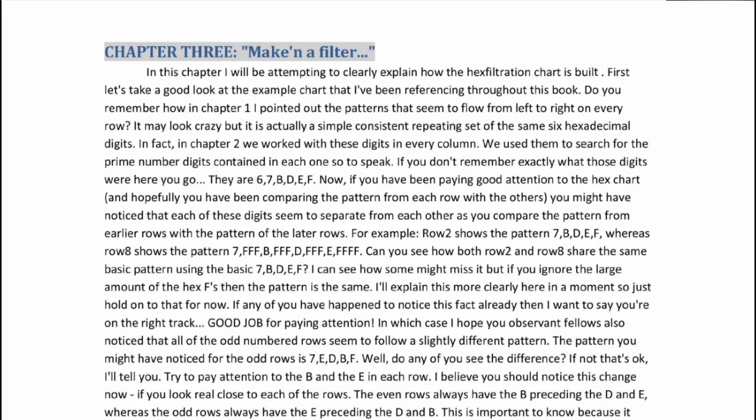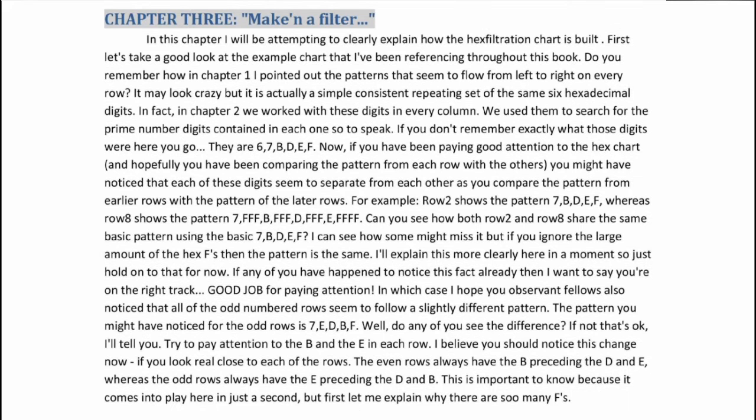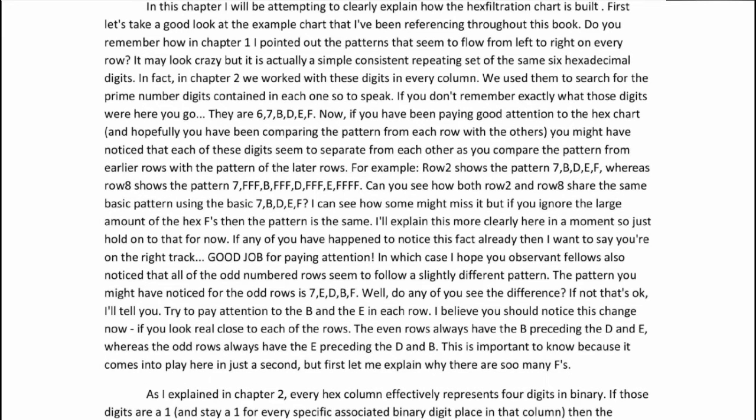Do you remember how in Chapter 1 I pointed out the patterns that seem to flow from left to right on every row? It may look crazy, but it's actually a simple, consistent, repeating set of the same 6 hexadecimal digits. In fact, in Chapter 2, we worked with these digits in every column. We used them to search for the prime number digits contained in each one, so to speak. If you don't remember exactly what those digits were, here you go. They are 6, 7, B, D, E, and F.